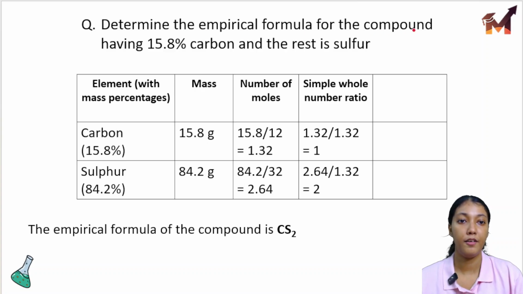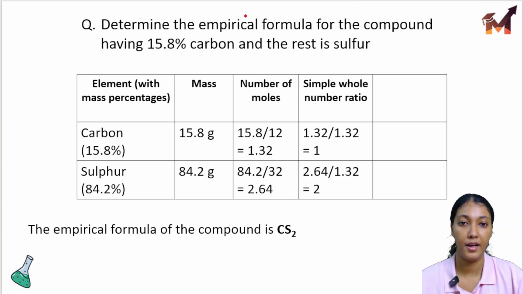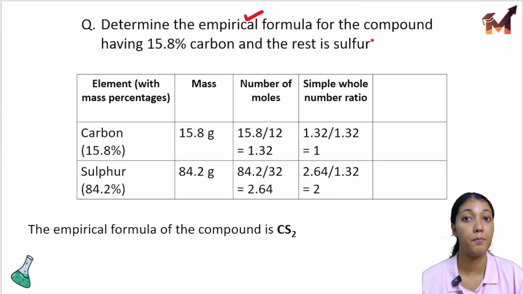Determine the empirical formula for the compound having 15.8% carbon and the rest is sulfur. तो यहाँ पे सिर्फ हमको empirical formula निकालना है. हम molecular formula निकाल भी नहीं सकते क्योंकि हमारे पास molar mass given नहीं है. We need the mass to find out the molecular formula from an empirical formula. So since the mass is not given, we will just find out the empirical formula.